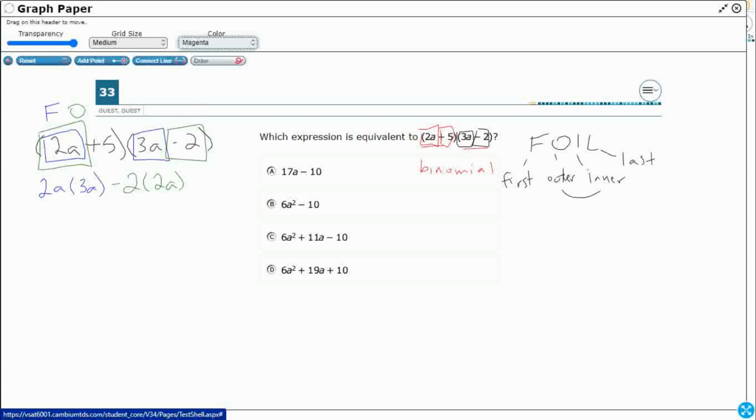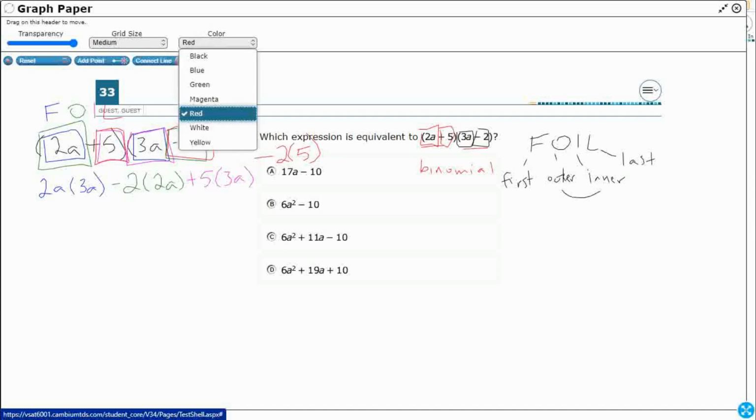Third, I'm going to do the I. That's the inner. So the inner terms are going to be my 5 and my 3a. They both look positive, so I'm just going to go 5 and 3a. And then my L is going to be my last terms. That's going to be the last terms in each binomial. That's that 5 again, but then there's that minus 2. Since it's negative, I'm going to do a minus 2 and then multiply by 5. Now that's everything I need to do.